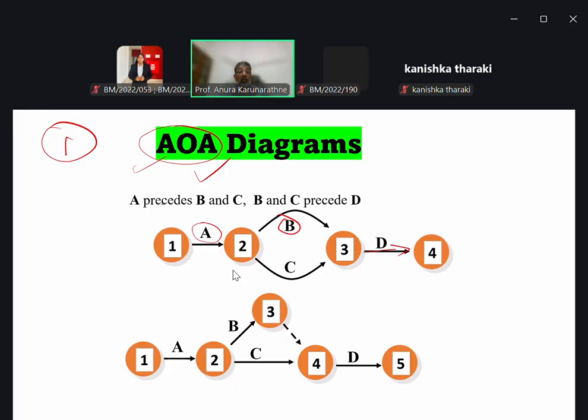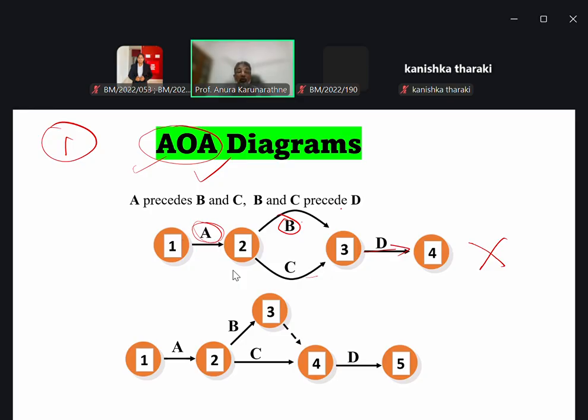In this case, A precedes B and C. After completing A, we can go for B and C. And B and C precede D. So after completing B and C, we can go for D. But in this case, we cannot show it in this particular way. This is a wrong picture.